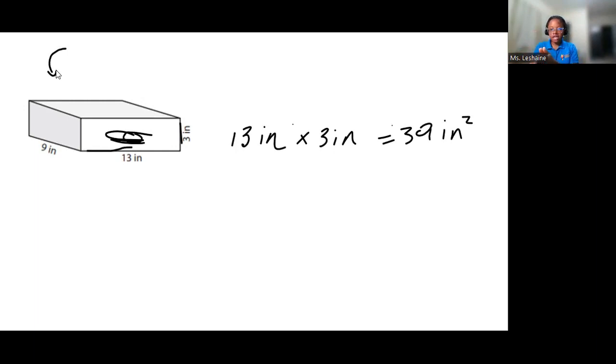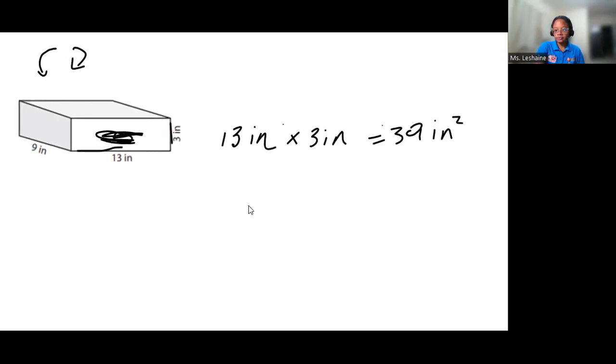So I have 39. I'm just going to go ahead and double that. Why? Because I know that if this is 39, the face that is opposite to it at the back is also 39. All right. So I'm going to go ahead and double that.